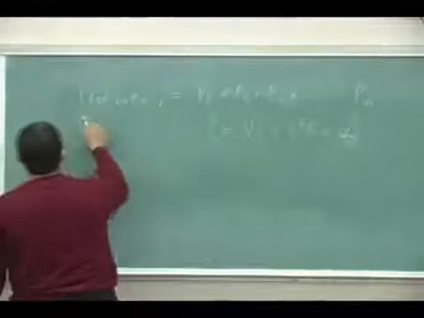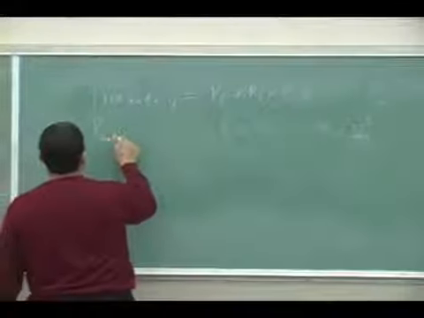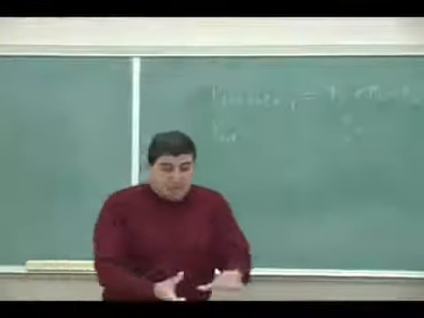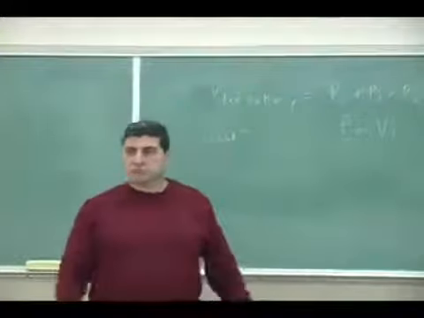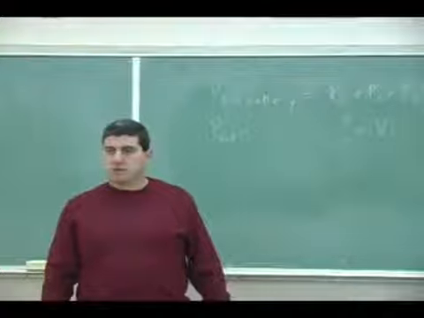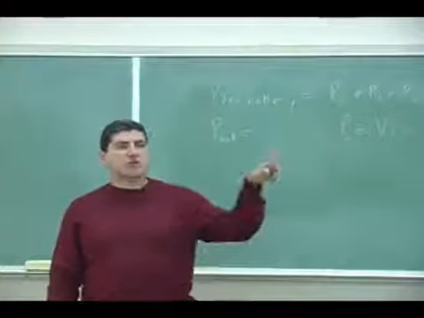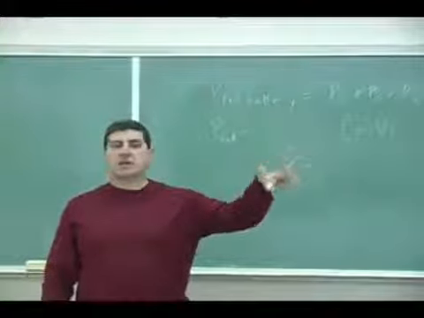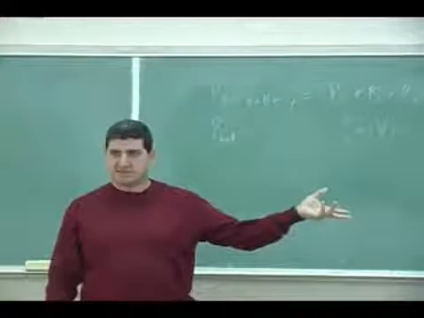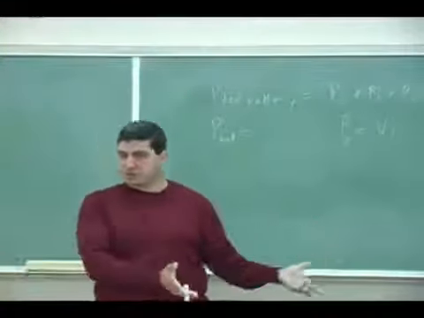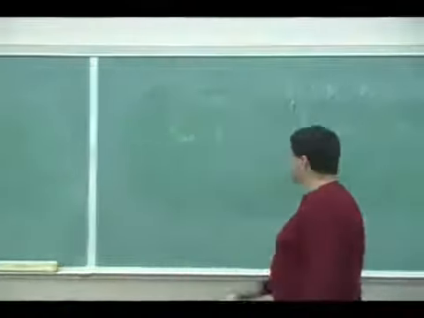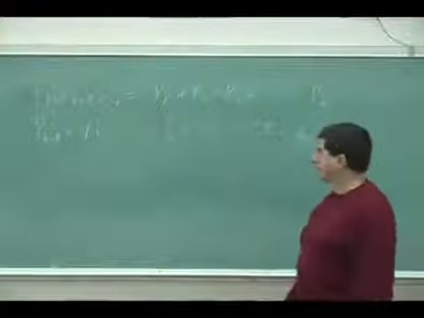How about P for the battery? The power that the battery is producing. Well, it's the current going through the battery times the voltage across the battery. For that one, you can't use I squared R because the battery is not a resistor. So the only one you could use is VI. Okay?